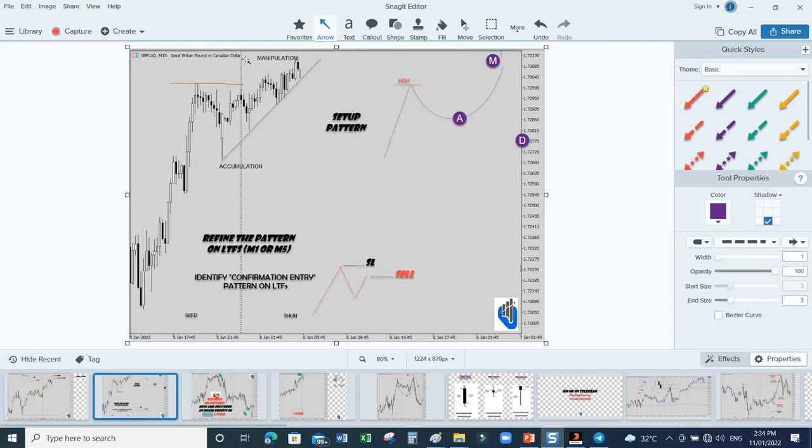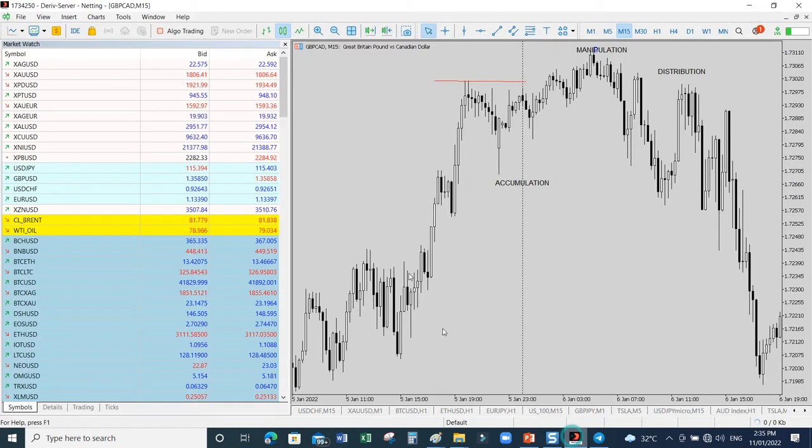So you can see this is your setup in 15 minutes. You are going to go to the lower time frame to refine it. How do you refine it? You put your vertical line on the highest high. Then the rule of 3: count 3 back, 1, 2, 3.